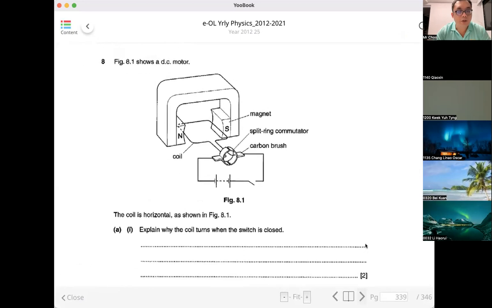All right. Okay, let's do question A, part 1 first. All of you try doing A, part 1. Okay, 2 mark question. You don't take more than 2-3 minutes.